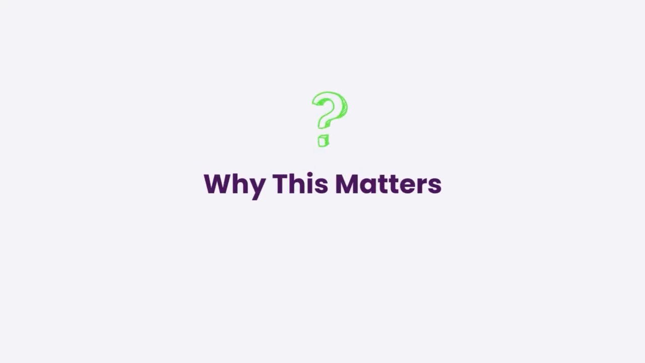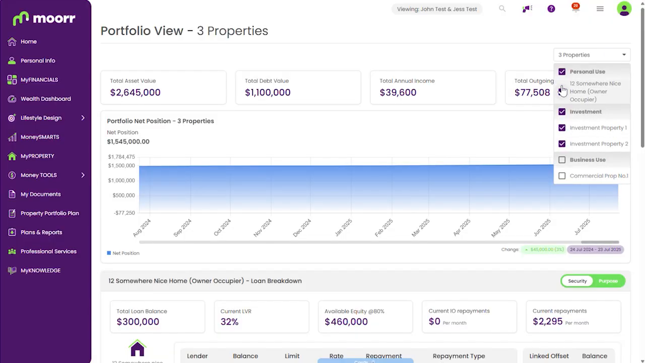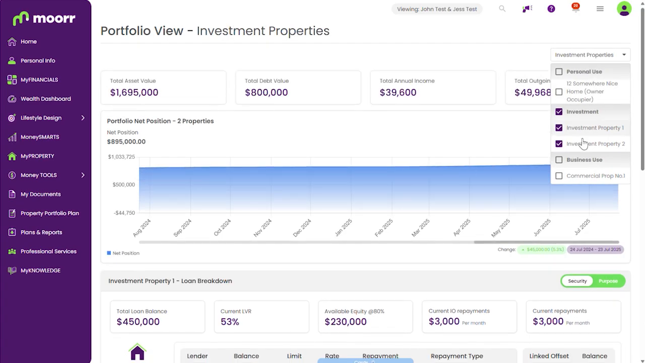So the value here is really critical, is that most of us who have several properties, we're always interested in sort of knowing what the sum of those parts are looking like. Well, that's exactly what you can do under the new portfolio view. So why not check it out?